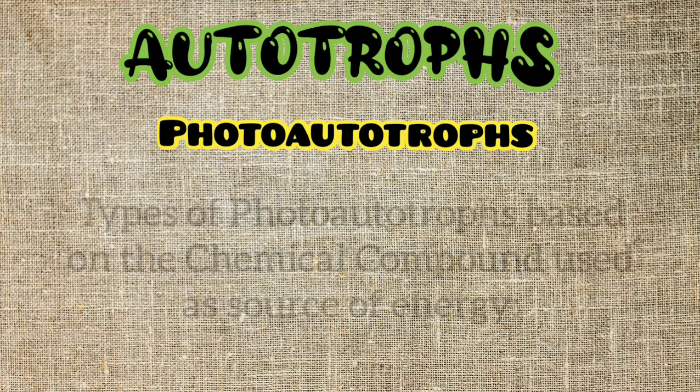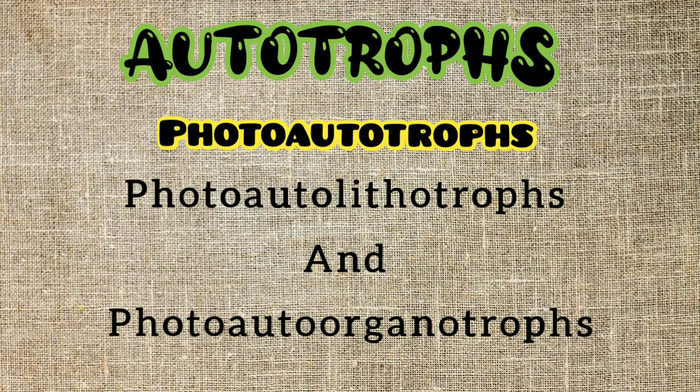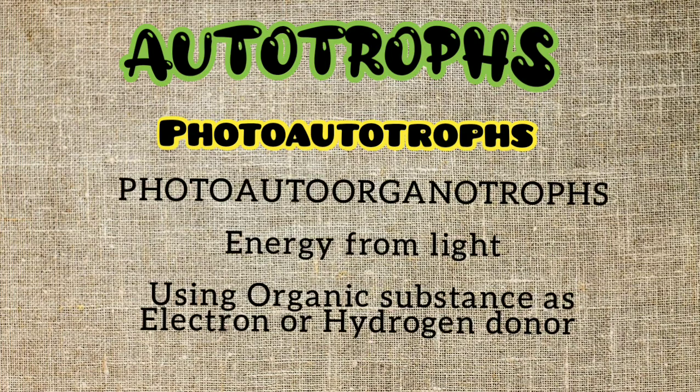There is another subdivision in photoautotrophs based on the electron source. They are photoautolithotrophs and photoautoorganotrophs. Photoautolithotrophs obtain energy from light and use inorganic substances as electron donors or hydrogen donors and use them as a fuel for biosynthetic reactions. For example, these organisms might use water. Photoautoorganotrophs obtain energy from light and use organic substances as electron donors or hydrogen donors and use them as a fuel for biosynthetic reactions. These organisms use carbon-based compounds.